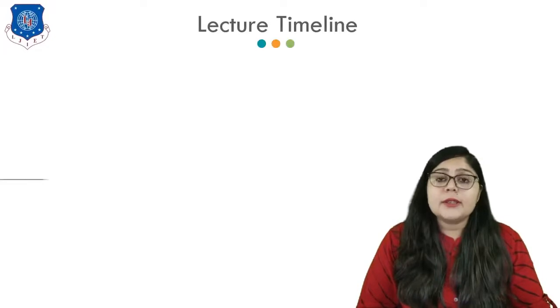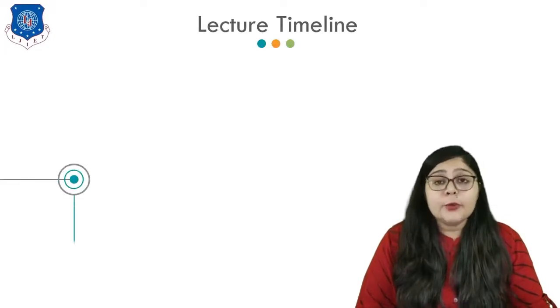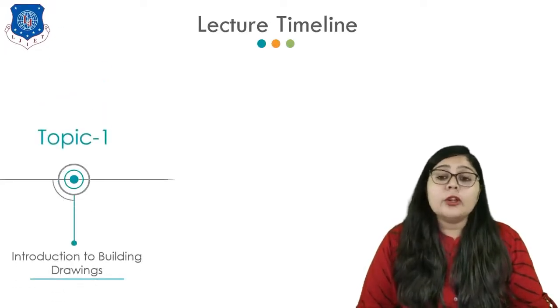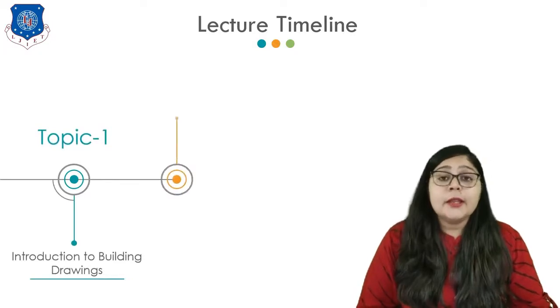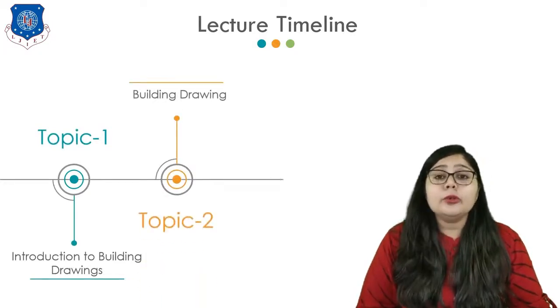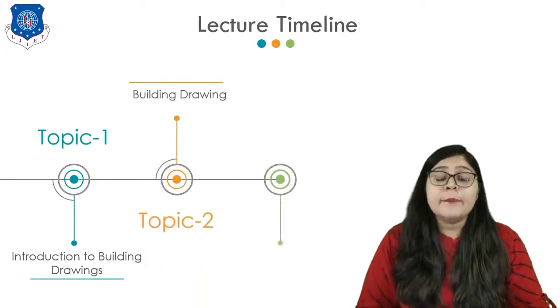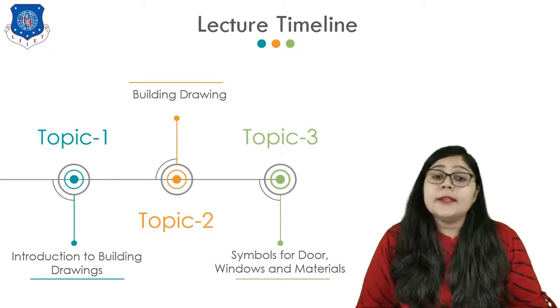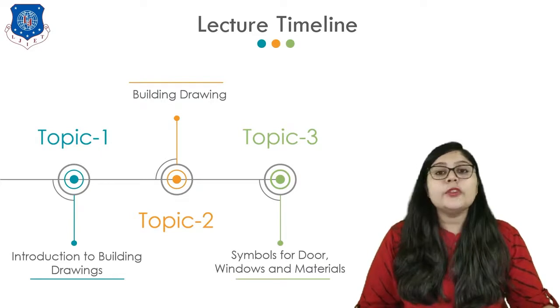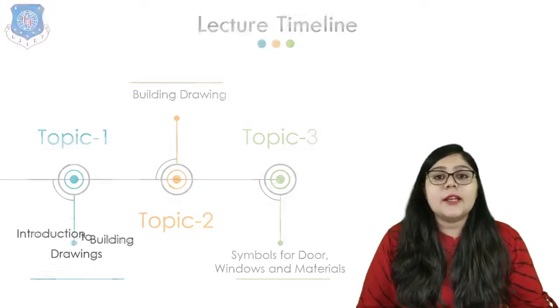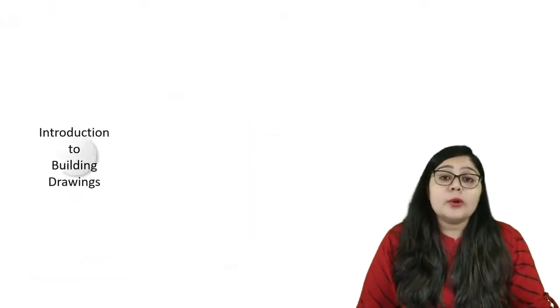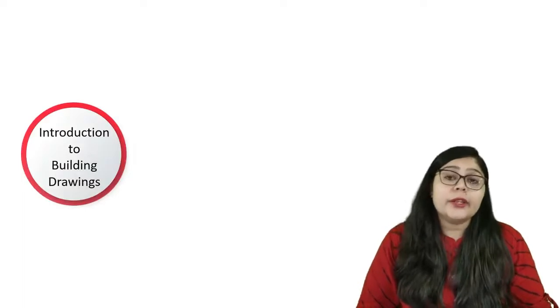So for today's lecture we are going to discuss three topics in detail, in which the first topic is all about introduction to building drawings. Then we will see how to draw these building drawings, right? And lastly we will see the symbols for door, window and materials, right? So without wasting much time, let us start our topic 1, which is all about introduction to building drawings, right?